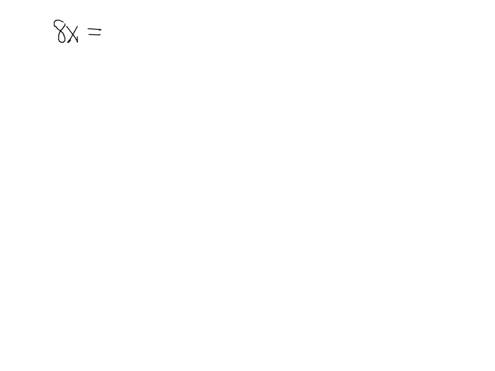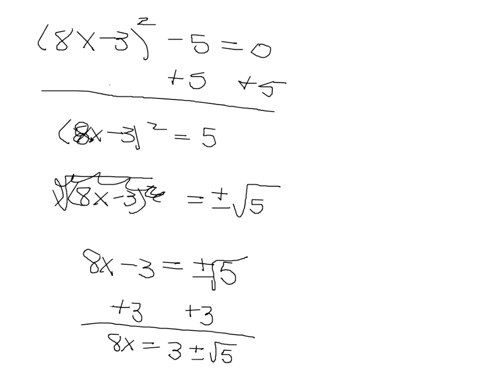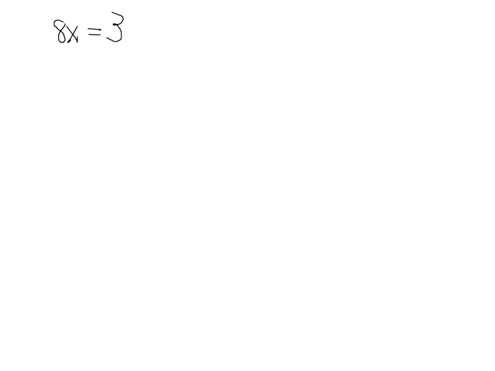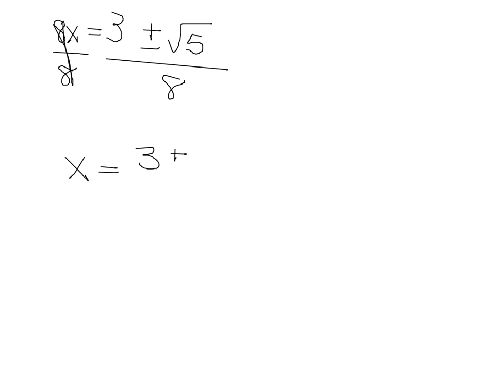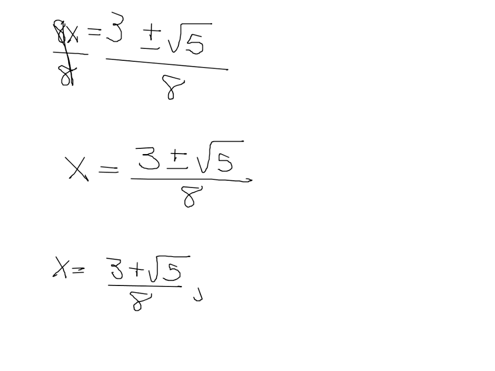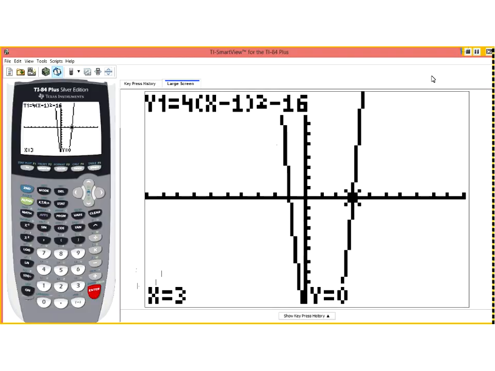And so that's what I have here: 3 plus or minus the square root of 5. And now finally, to solve for x, I divide both sides by 8. So I get x = (3 plus or minus the square root of 5) divided by 8. Now I need to list them separately, so I get (3 plus the square root of 5) over 8, and (3 minus the square root of 5) over 8.